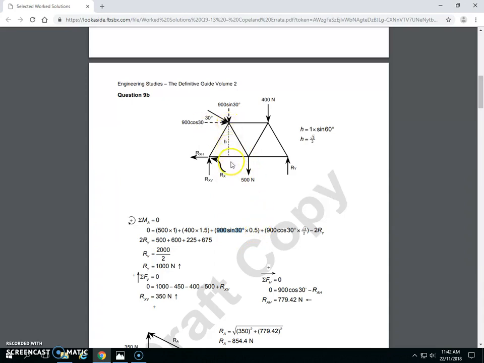Now the next one is a bit interesting, right? First of all, we need to know the perpendicular distance. So if we extend this line across, what's the closest point? Well, the closest point is here. Now, what is the distance from here to there? Well, it's not half a triangle. No, it's 0.86 of a triangle, 86% of a triangle.